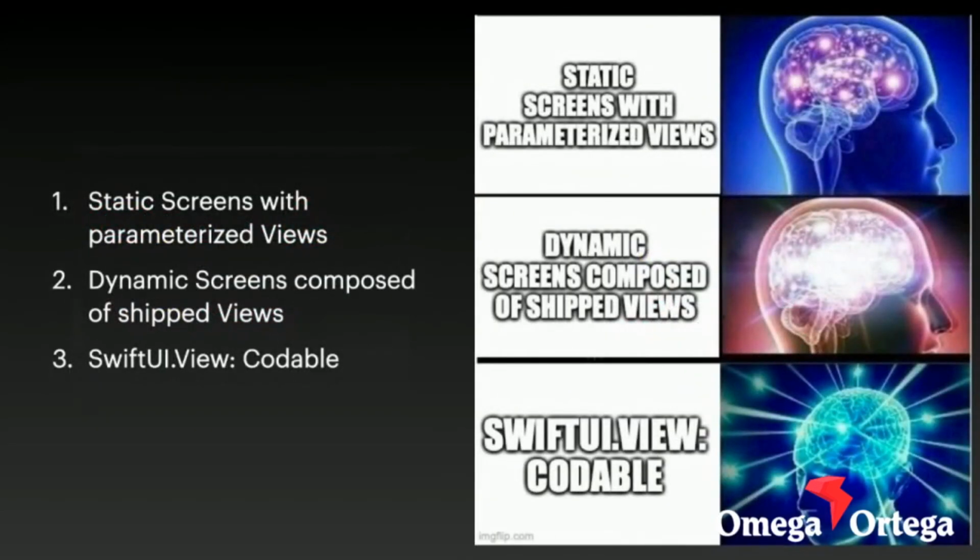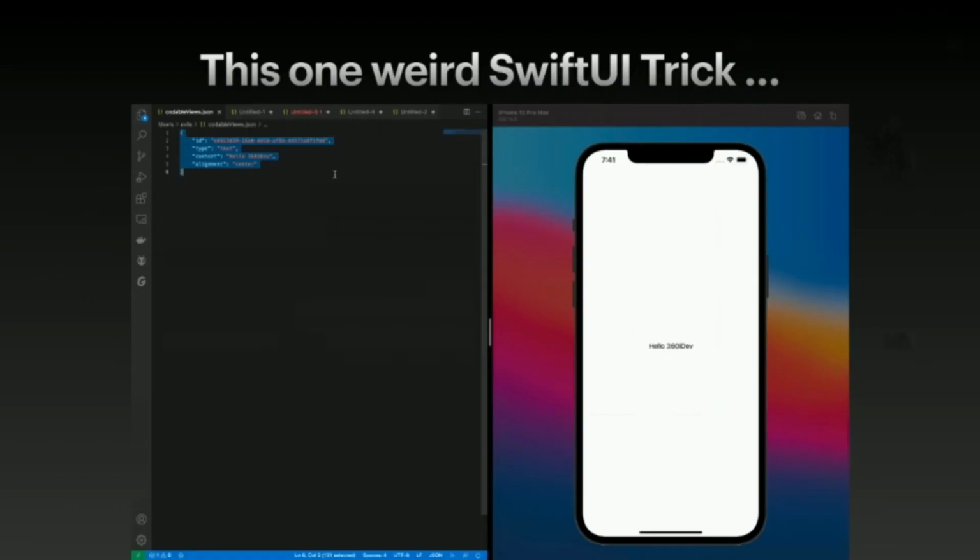So if we're looking at it from an expanding brain meme style, then the first part is, like we said, the simplest form is the static screens with parameterized views. The second evolution to it is the dynamic screens composed of shipped views. And the third part would be encoding views itself, right? So in an evolution of these, we are going from simple to more complex with boilerplate code, and then to be like, oh, scrap that. We're just encoding the layout fully, which would give us a fully fluid and fully flexible SwiftUI view, right? So we could be changing things from the back end. So let me show you this one weird SwiftUI trick where you can do that.